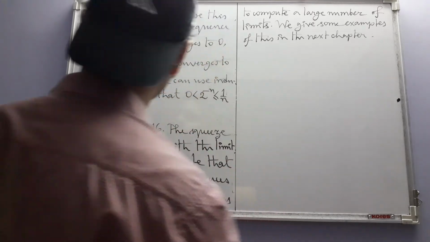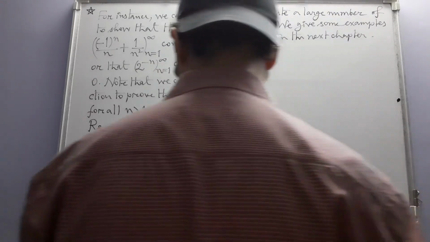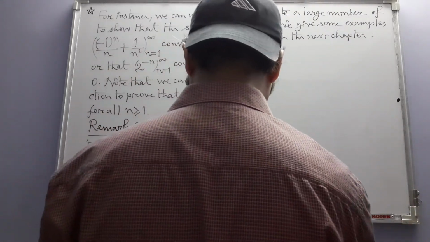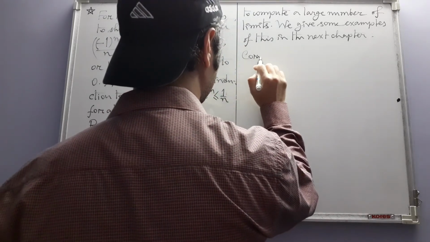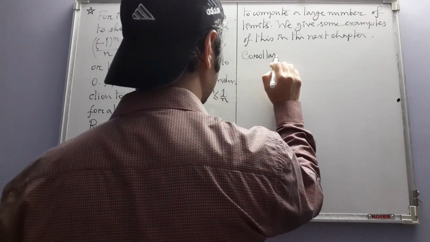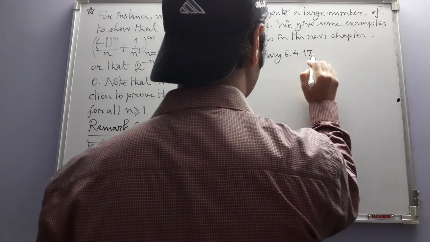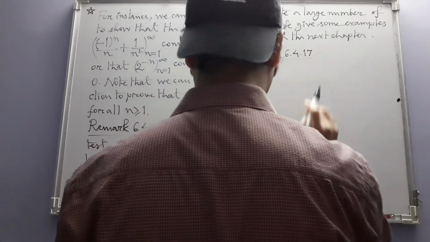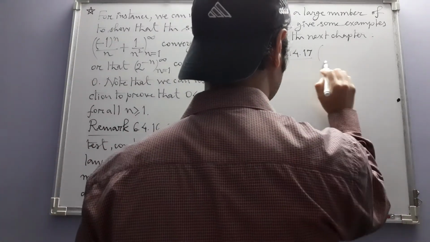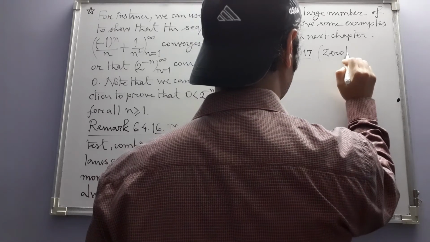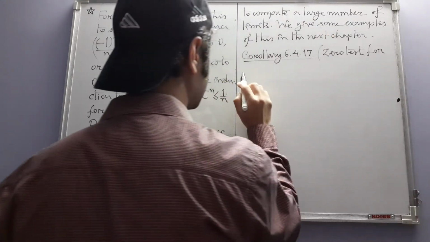Now, there is a corollary of the squeeze test, and that corollary itself also has a name. It's known as the zero test for sequences. Its statement goes like this: it becomes important in several situations where the limit of the sequence is 0. That's why it has the name zero test for sequences.